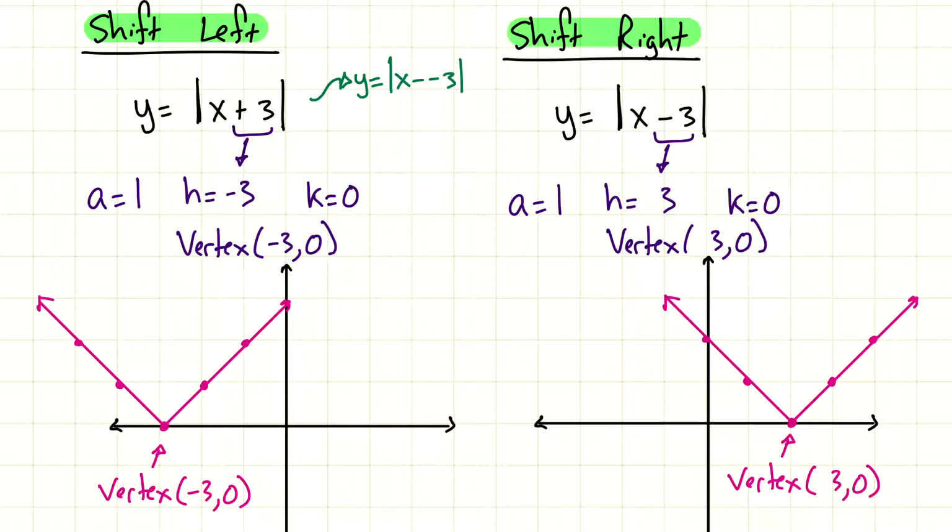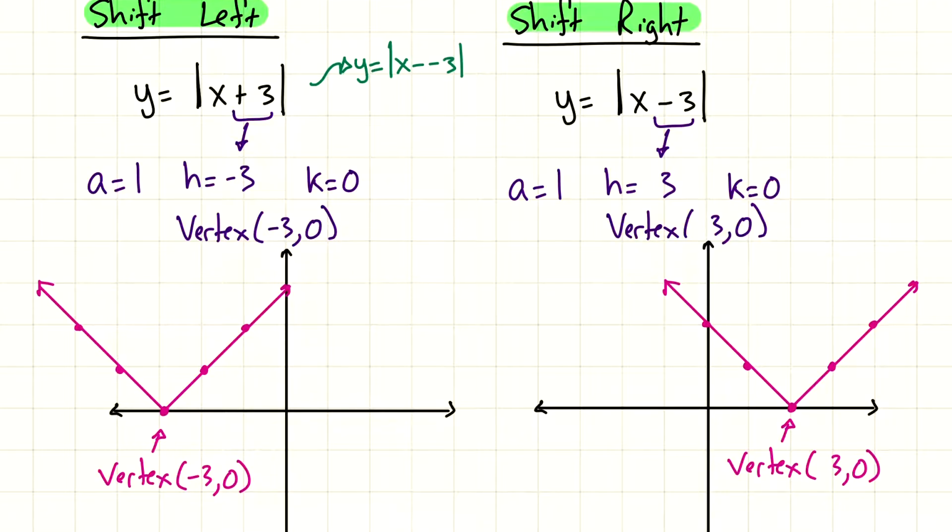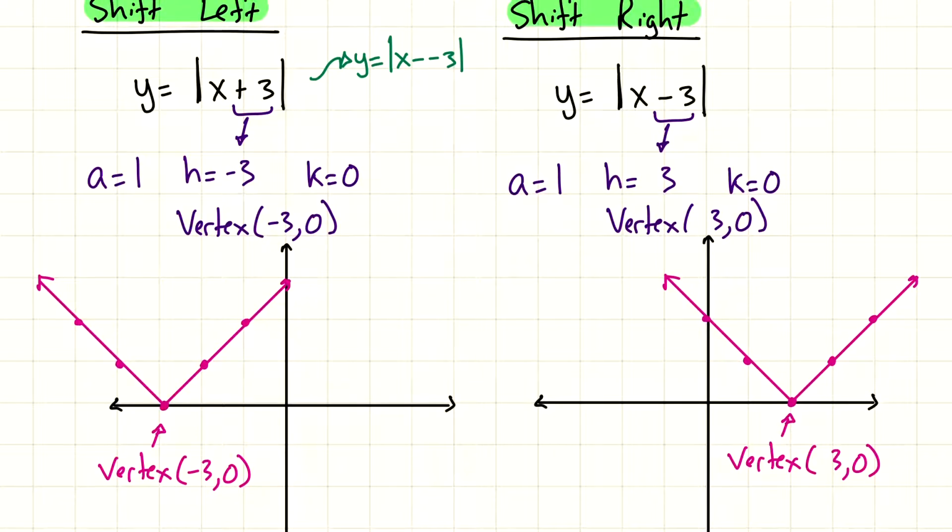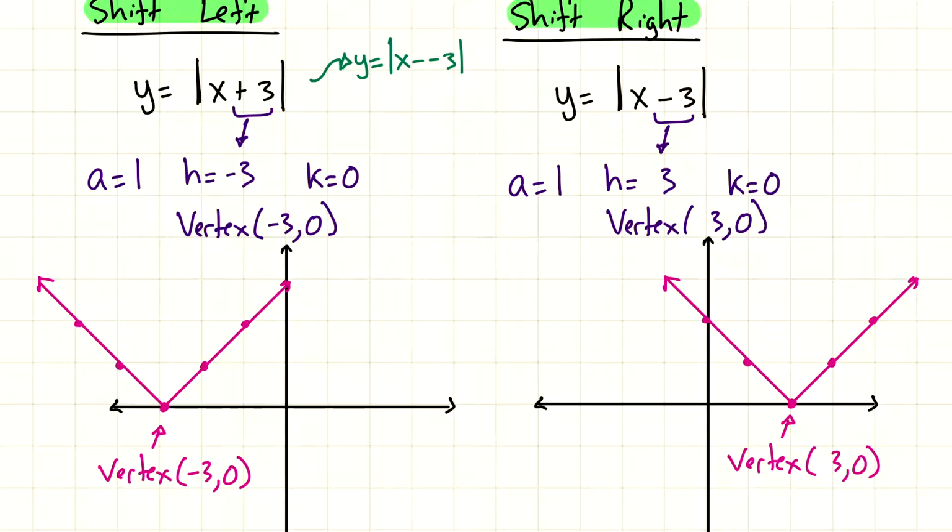Now in both of these, the k value is 0, because there is no k given to us. The stretch value isn't anything else besides 1, so those are the defaults. So when we graph these, the graphs look identical, and literally I copied and pasted the same graph. The only thing that changed was this one on the left, shifting left, and this one shifted to the right.